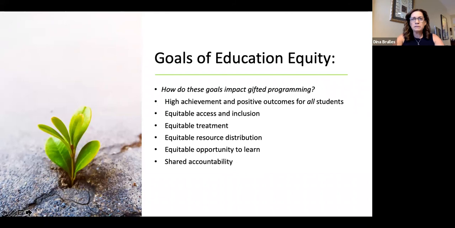So there are so many different aspects of what we do in school that we have to stop and consider. Is this really providing equity to all students? Equitable access and inclusion is not going to be the same for every student in every different school. It could look different because of what Kim was just saying, based on the population at that school should determine the access and who's included.